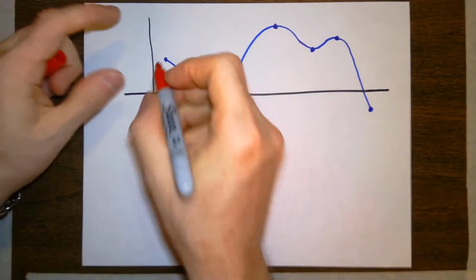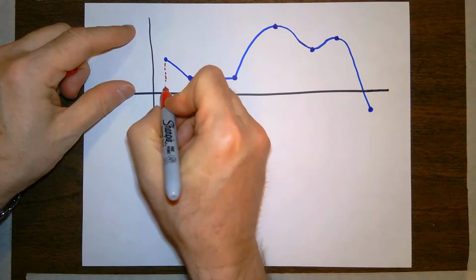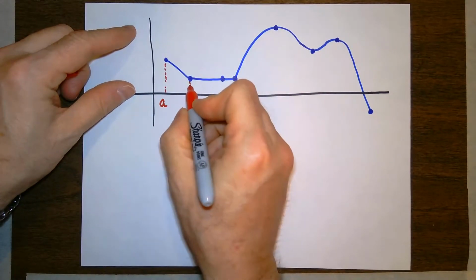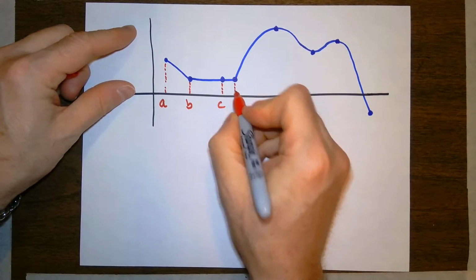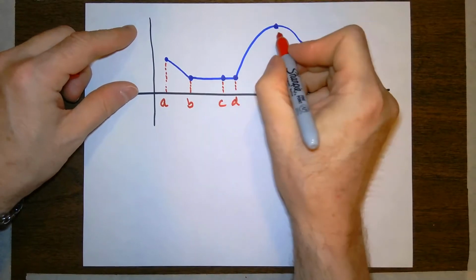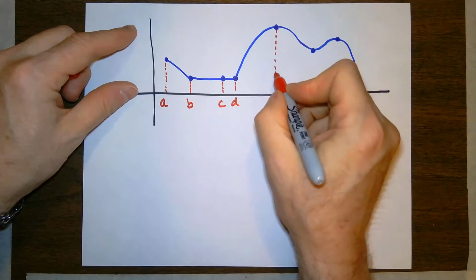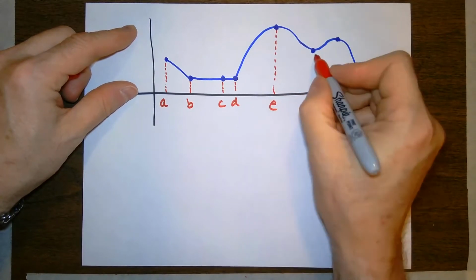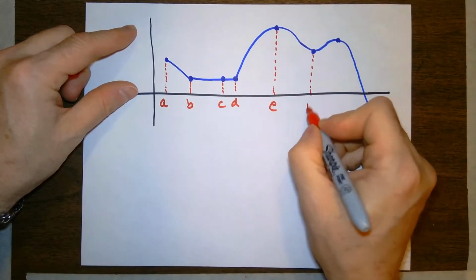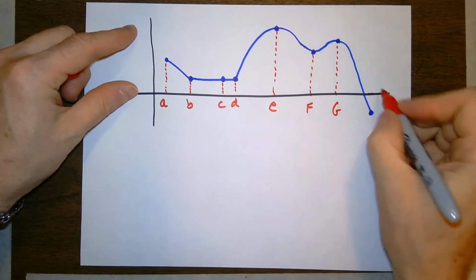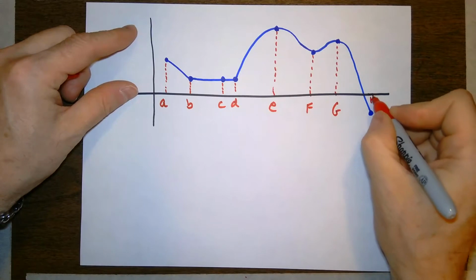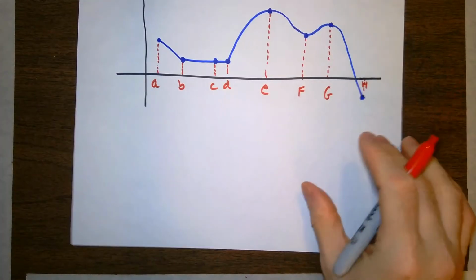I'm going to give each of these points corresponding letters, rather than numbers. So this point right here is A. This is B. This is C and D. This point up here, we're going to call E, F, G, and H.